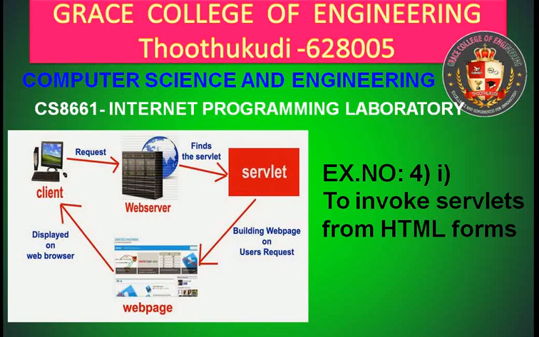CS 8661 Internet Programming Laboratory. Exercise number 4, first subdivision: to invoke servlets from HTML forms. Here the client will give the request to the web server, and the web server will find the servlet. Then it will build the web page on user request. Finally, it will be displayed on the web browser. This is the exercise explanation.